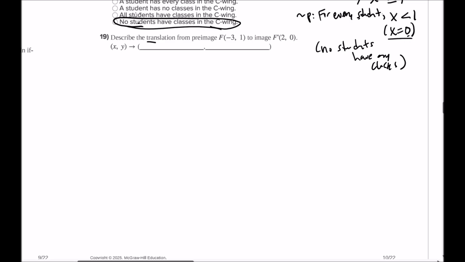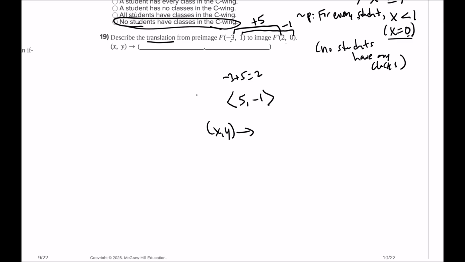So number 19, describe the translation from the preimage F to F prime. You're talking about a translation, so that means you're moving it from one place to another. Notice that here, if you add 5 to -3, you get 2, because -3 plus 5 is equal to 2. And if you subtract 1 from 1, you get 0. So we have that the translation vector is (5, -1), or in other words, the translation rule is (x + 5, y - 1). So you add 5 and then take away 1.